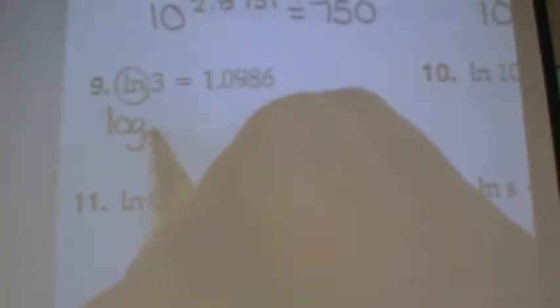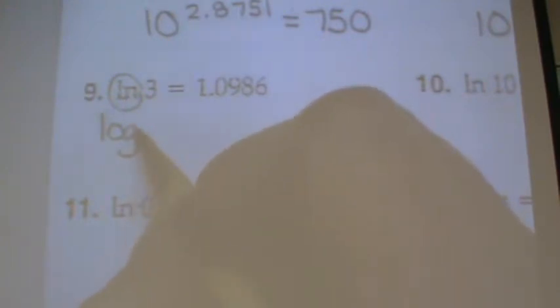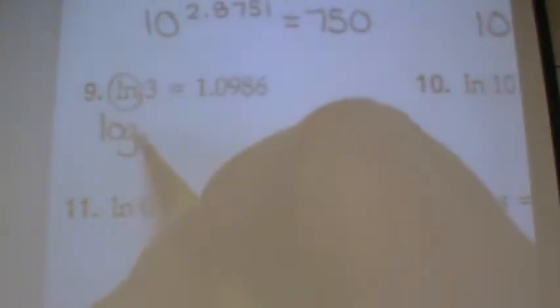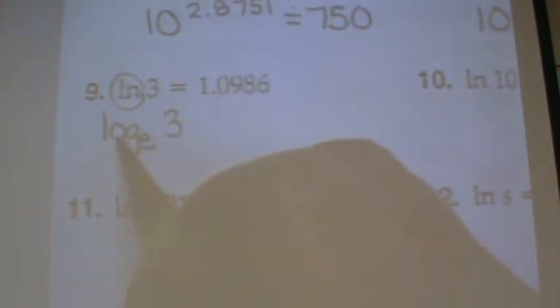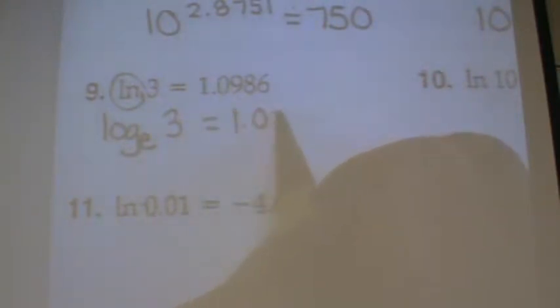Now, here's a new one. Do you guys recall from last year what log base E is equal to? Or what ln is equal to? When you see ln, ln means log base E. So if the base is not given to you, it's a 10. These are called common logs. These are called natural logs. When you see ln, the base is the number E. So this problem is really log base E of 3 equals 1.0986. So how would you convert this to exponential form?